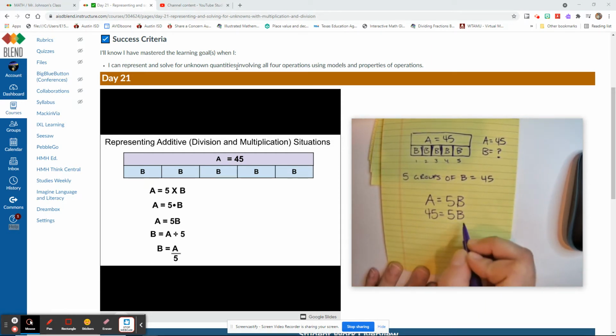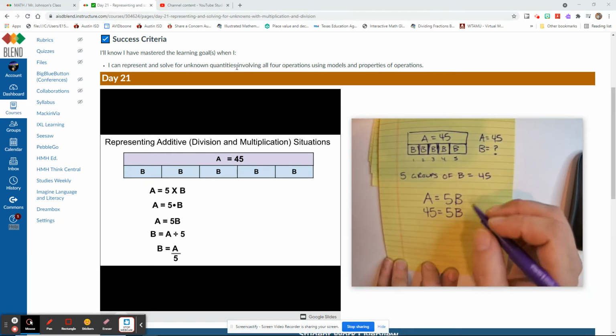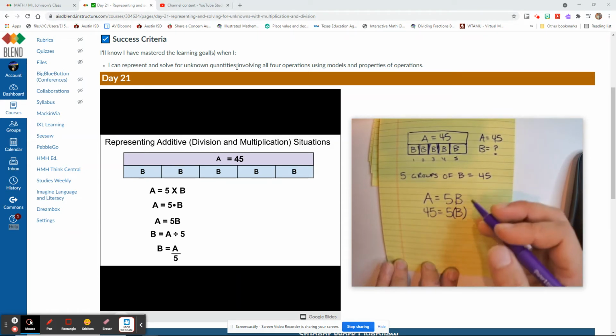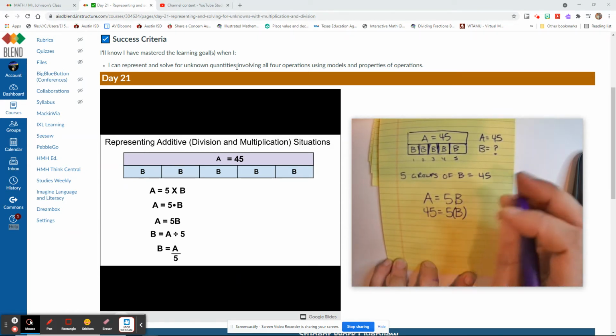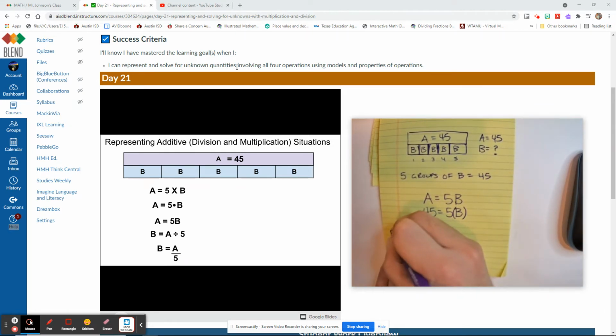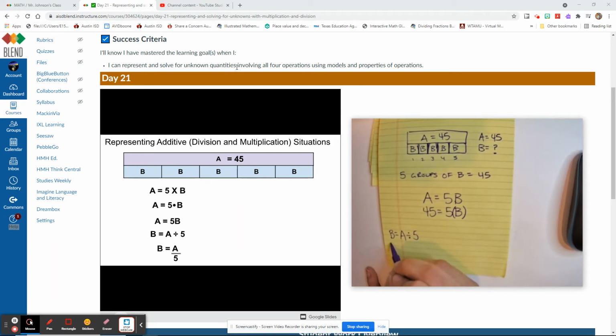So 5 times something equals 45. You can either think about a math fact, right? If I replaced B with a number, what number could I replace B with that makes this true? Or you could think about the other formula over there that was division, where it said B is equal to A divided by 5. Since we're looking for B, let's go ahead and try this one. B is equal to, replace A with 45, divided by 5.